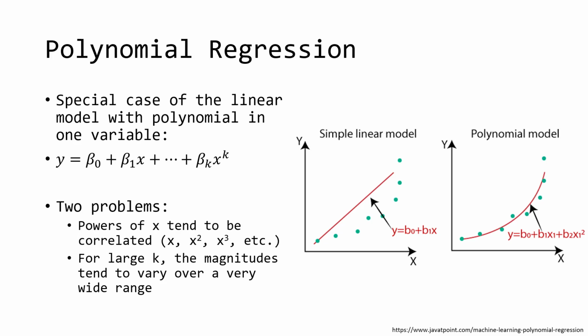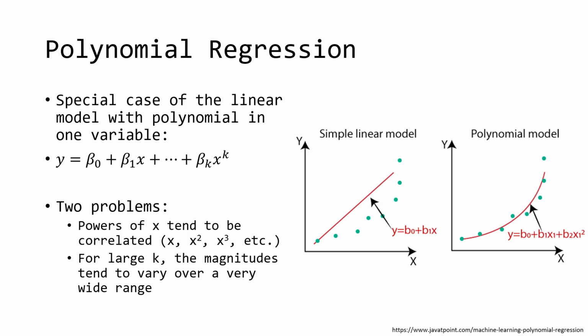Sometimes there's a good theoretical basis for the relationship between two variables that take the form of a polynomial. To fit this as a linear model, each polynomial term is treated as a separate predictor, so x, x squared, x cubed, etc. are each a predictor that get a coefficient. There are typically two problems that occur with polynomial regression.